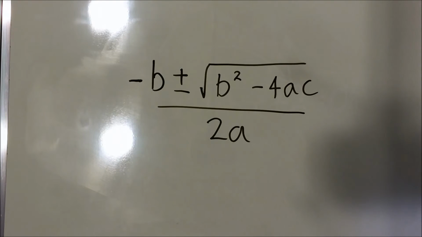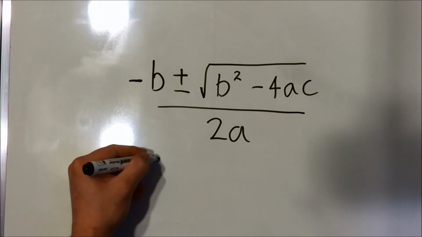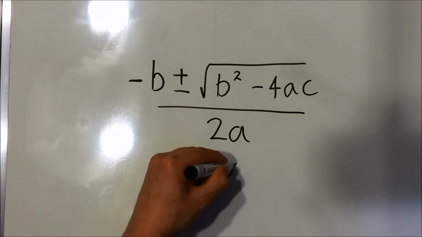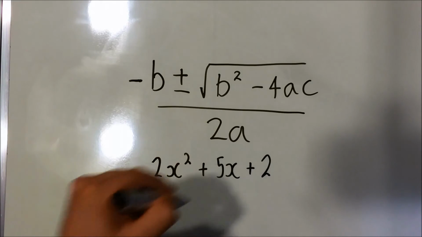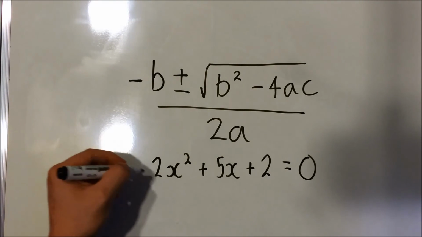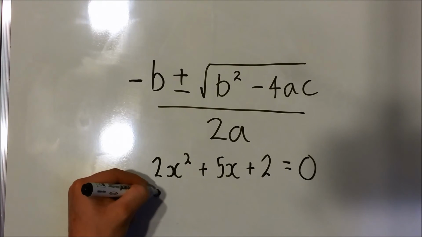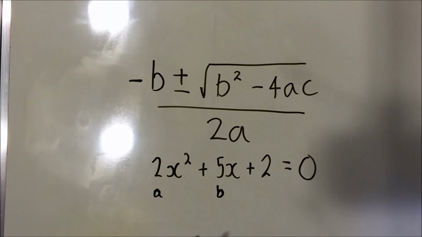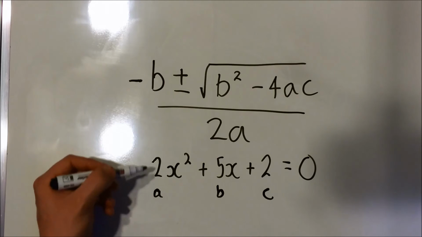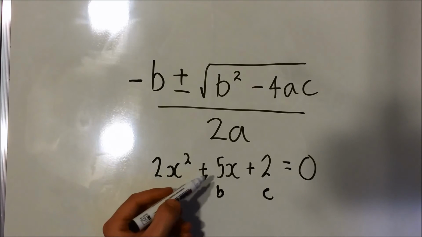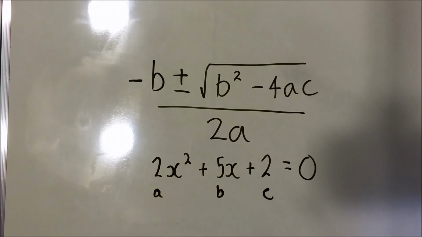Using the same equation as we had before, which is 2x squared plus 5x plus 2 equals 0. This number is A, this number is B, and this number is C. So it relates to the number behind the letter. So A is 2 in this case, B is 5 in this case, and C is 2 in this case.